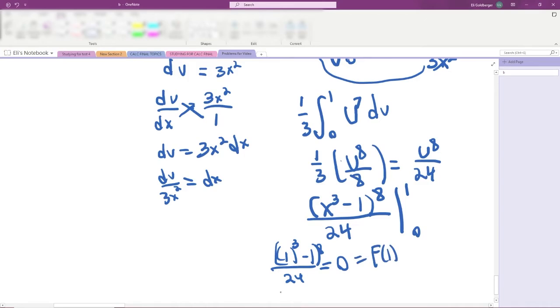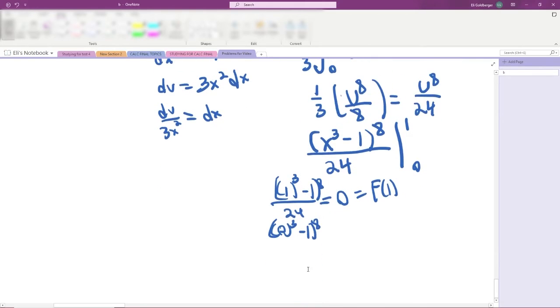Now, our f of 0 is going to be 0 cubed minus 1 to the power of 8, which actually is negative 1 to the power of 8, over 24. So negative 1 to the power of 8 is just 1, over 24. That's what that's going to give us, and that's f of 0.